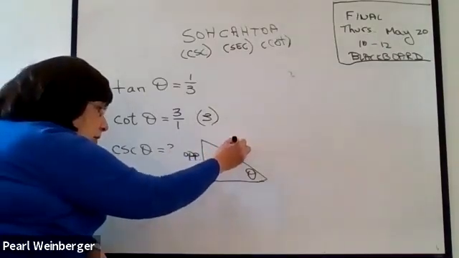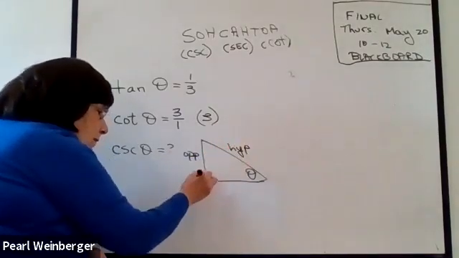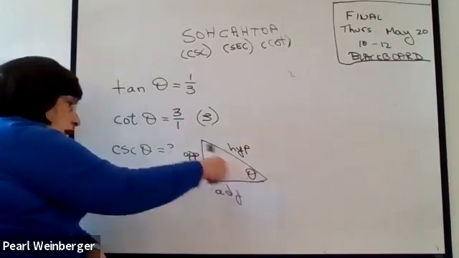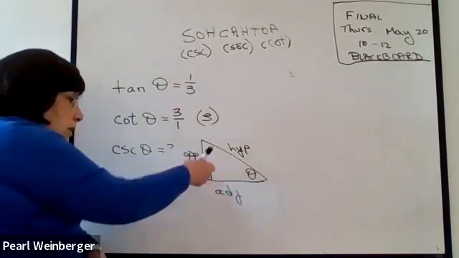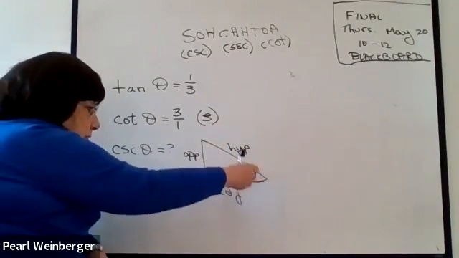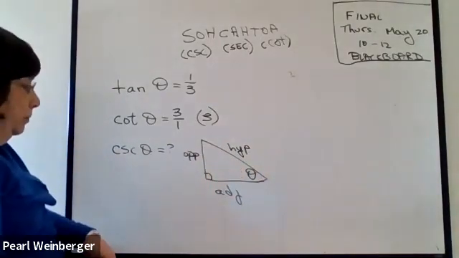This is my hypotenuse. This is my adjacent. Opposite, because it's across from it. It's hypotenuse because it's across from the right angle, and adjacent because it's next to the angle.